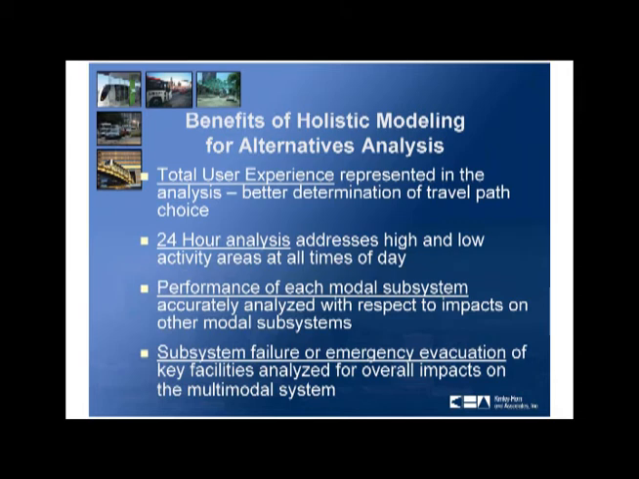Holistic tools, user experience, 24 hours, performance of each mode, enable to look at failure or emergency evacuation. I didn't show you our traffic incident scenario representation for the sake of time, but that's a key part of what we can do to set up an incident anywhere for a certain period of time. How long does it take to recover? Study all of that.